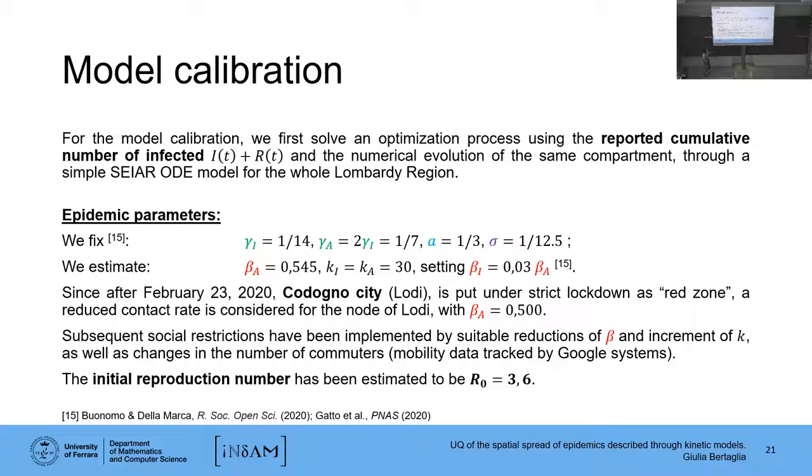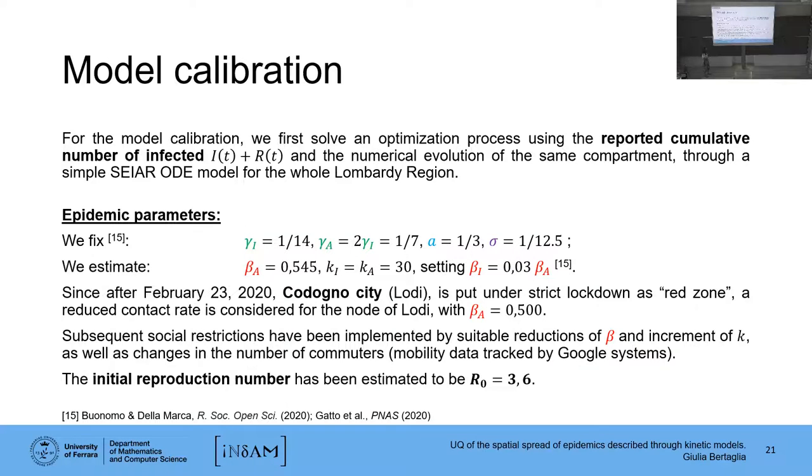The governmental restrictions have been implemented, of course, by varying the transmission rate and also the damping, this K coefficient, the damping coefficient. And also we have changed the number of commuters along this simulation, because luckily Google made available some mobility data tracked by GPS systems of the people at the beginning of the pandemic.